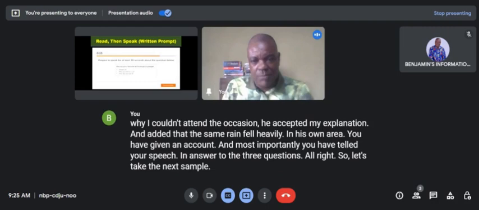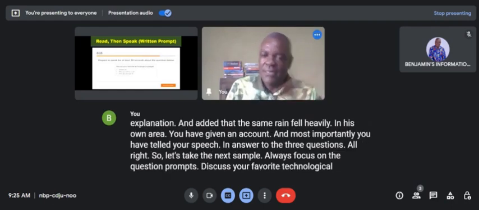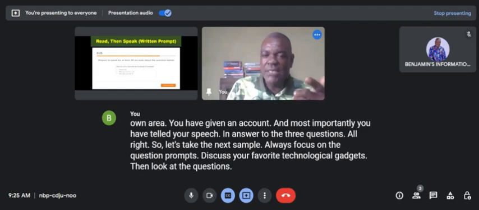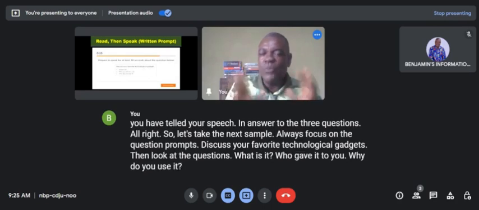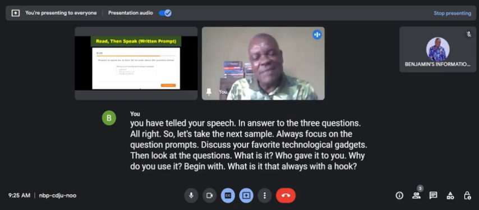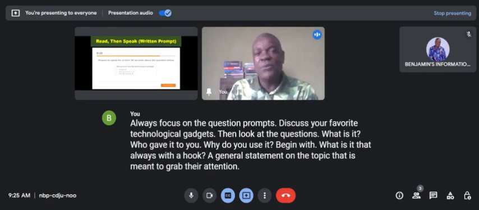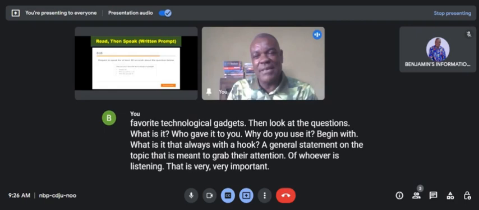Always focus on the question prompts. Discuss your favorite technological gadgets. Then look at the questions. What is it? Who gave it to you? Why do you use it? Begin with what is it, but always with a hook, a general statement on the topic that is meant to grab the attention of whoever is listening. That is very, very important. Okay? So let's attempt to do that.